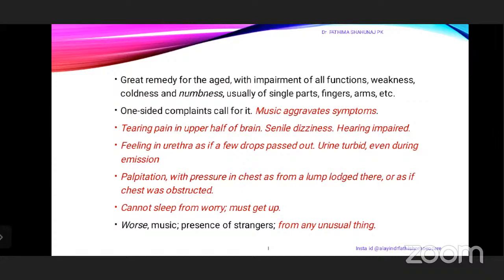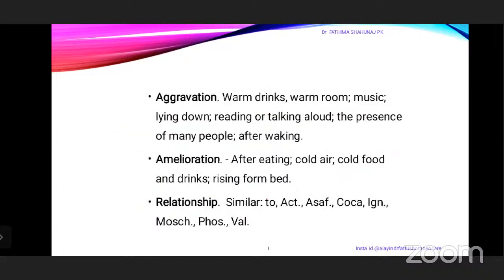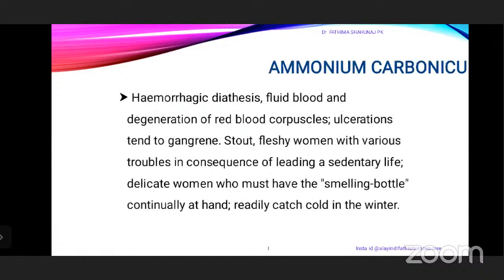Cannot sleep from worry, must get up. Worse from music, presence of strangers, from any unusual things. Then aggravation from warm things, warm room, music, lying down, reading or talking loud, or presence of many people, after walking. Amelioration after eating, cold air, cold food, drinks, arising from bed. As for relationship, it is compared and similar to Actea, Asafoetida, Coca and Ignatia, and Moschus, Phosphorus and Malarian.